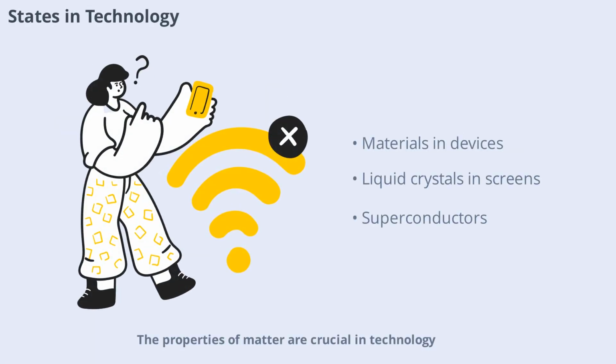Properties of matter are crucial in technology. From the metals in your phone to the gases in light bulbs, understanding states and properties helps engineers design better products. For example, liquid crystals are used in screens, and superconductors rely on special states of matter. Technology advances by harnessing the unique behaviors of different materials.